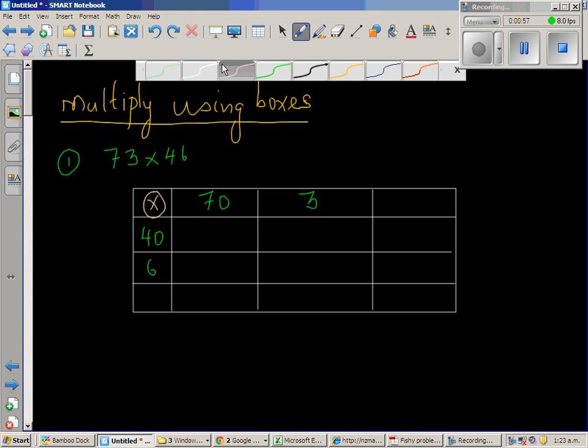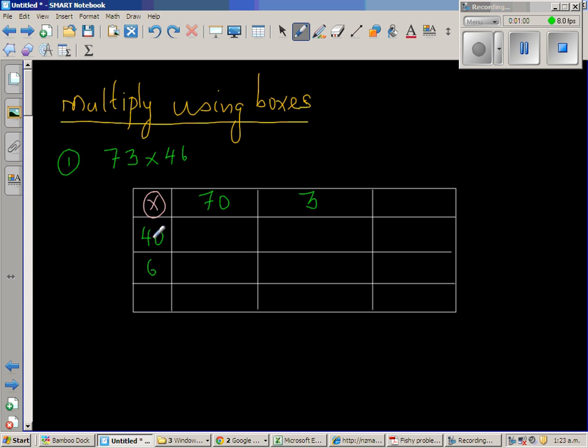Let me use a different color. So 40 times 70. I know 4 times 7 is 28, and I have to put 2 zeros, so 40 times 70 is 2800. Now 40 times 3: 4 times 3 is 12, so it should be 120. Then 6 times 70: 6 times 7 is 42, so this is 420, and 6 times 3 is 18.